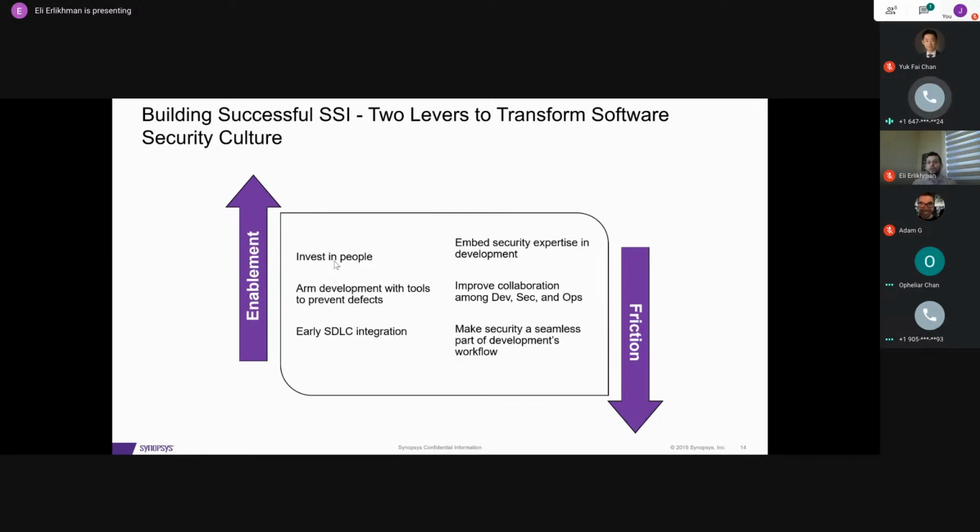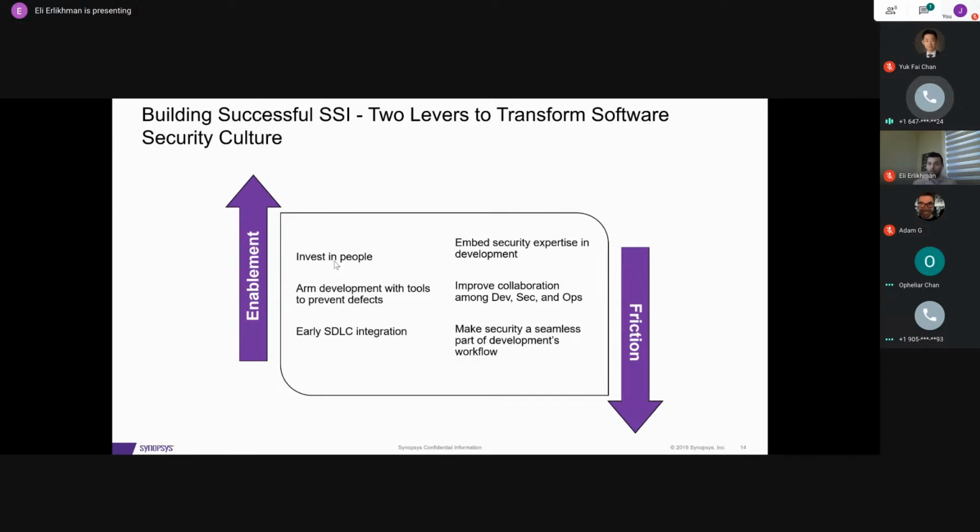Give developers the right tools that are also properly integrated into their development methodology. And do it as early as possible in secure SDLC. And the second thing that you need to do is to reduce the friction that application security brings to the development community. And the number one thing is to embed security expertise right there into a development community.